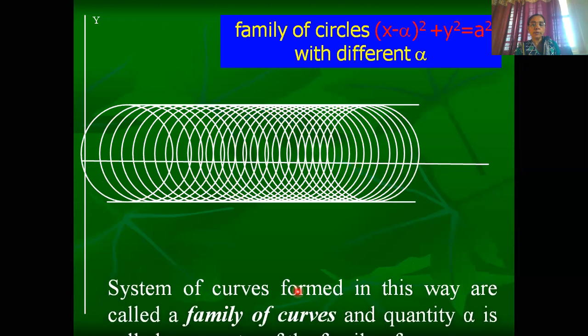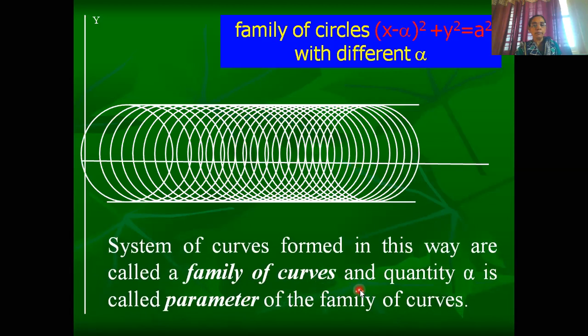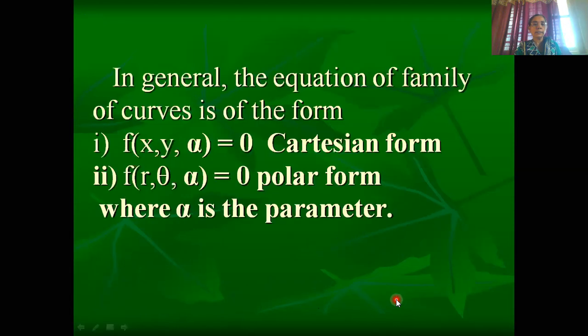The system of curves formed in this way is called a family of curves, and the quantity alpha is called the parameter of the family of curves. So in general, the equation of a family of curves is of the form f(x, y, alpha) equal to 0 in Cartesian form, and f(r, theta, alpha) equal to 0 in polar form, where in both, alpha is a parameter. So this is the family of curves.